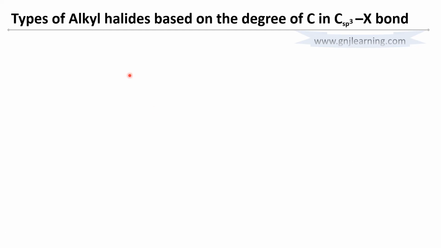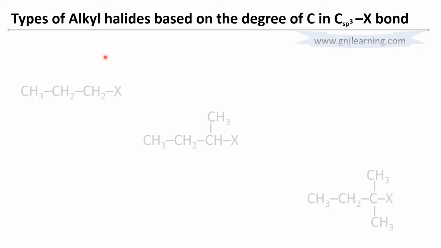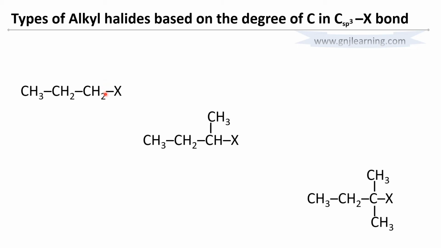So first we will see the classification of alkyl halides based on the degree of carbon in this bond. Based on the degree of carbon, you can classify alkyl halides into primary, secondary, and tertiary. So these are the examples of primary, secondary, and tertiary. Why is this carbon primary? A carbon is considered primary if it has only one or less C-C bond attached to it. So it has only one C-C bond. So this carbon is primary, and I can call this alkyl halide a primary alkyl halide.